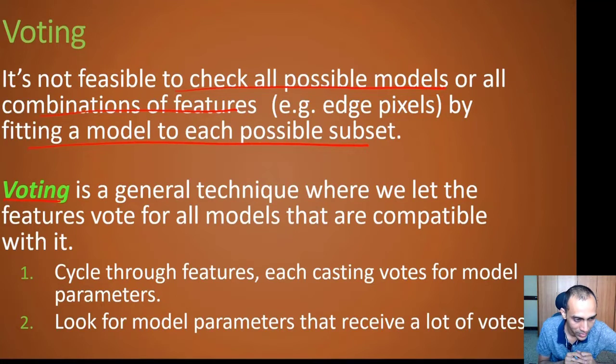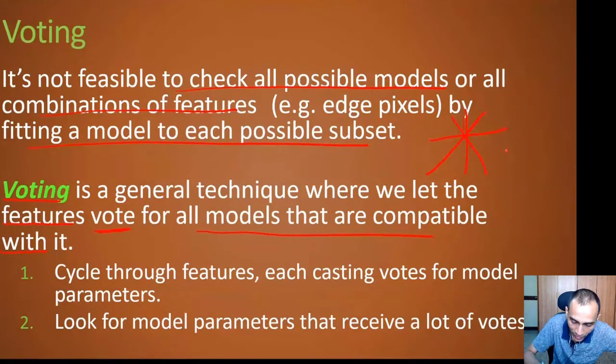So we'll see this general idea later on in other applications too, but this is the first application that we are talking about here. What we will do is, we have our data points, which we are calling features because we are talking in the context of features. We'll let each of those feature points cast a vote for all models that are compatible with it. For example, for a single point, there can be a family of lines that pass through that point, so that single point will cast a vote for all those lines that can pass through it.